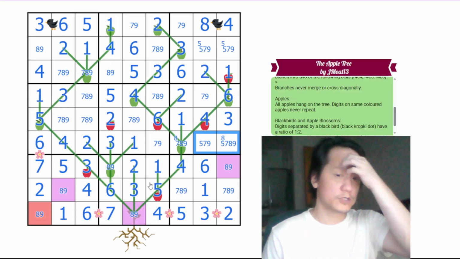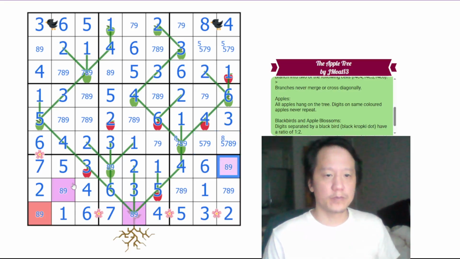We don't know which. So we have pink, pink, pink. This must be pink also. That means one of these two is pink here. This is not pink. This must be red, which means this must be pink here. So where is the pink in row 1? It must be one of these two.